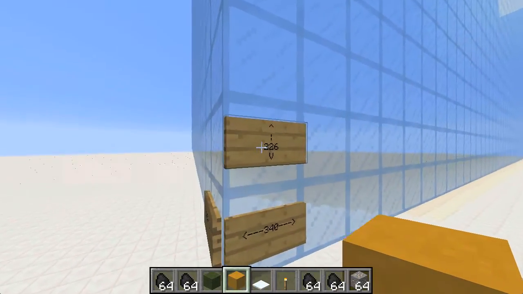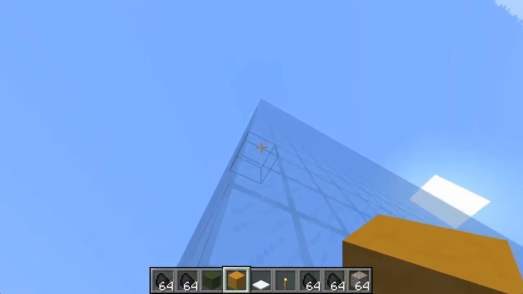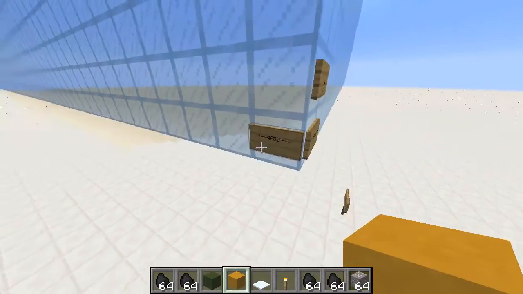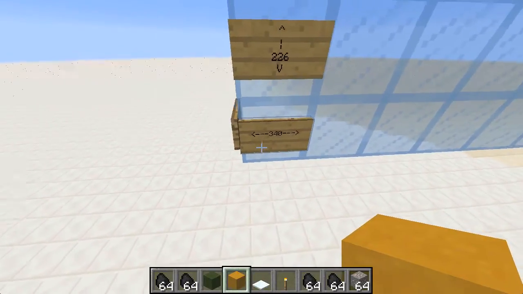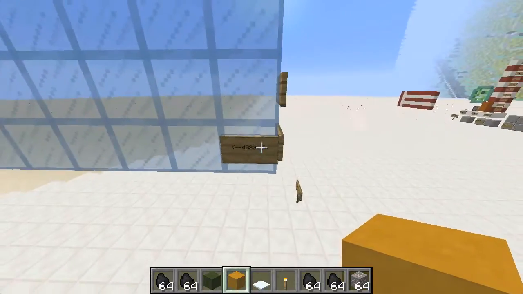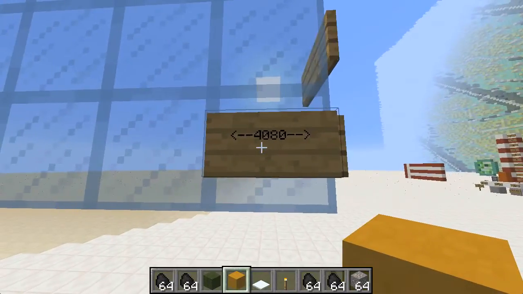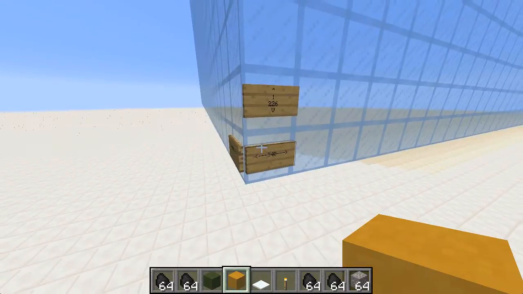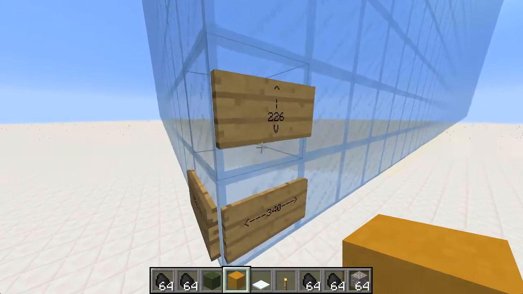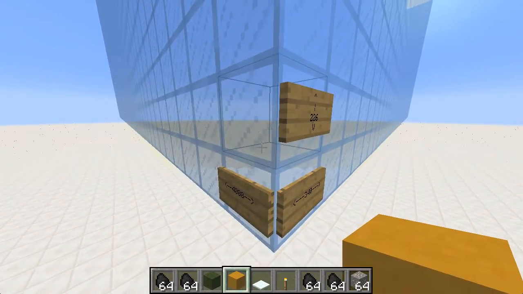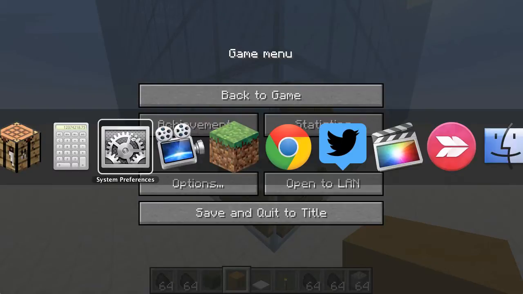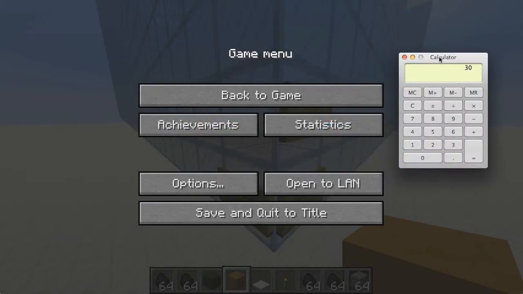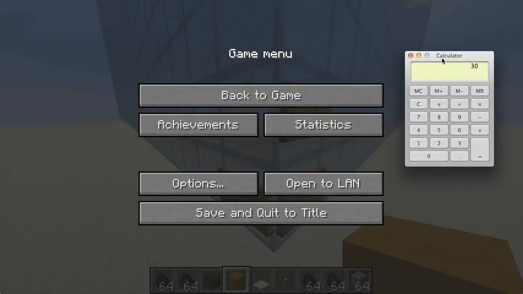But this is 226 cubes that way, so that's the height. The width, if you like, it could be the depth, is 340 that way, and the depth is 4080. Okay, so if you times those numbers together, we should get the big number. So let's just go grab my calculator again. Here it is. What was it again?